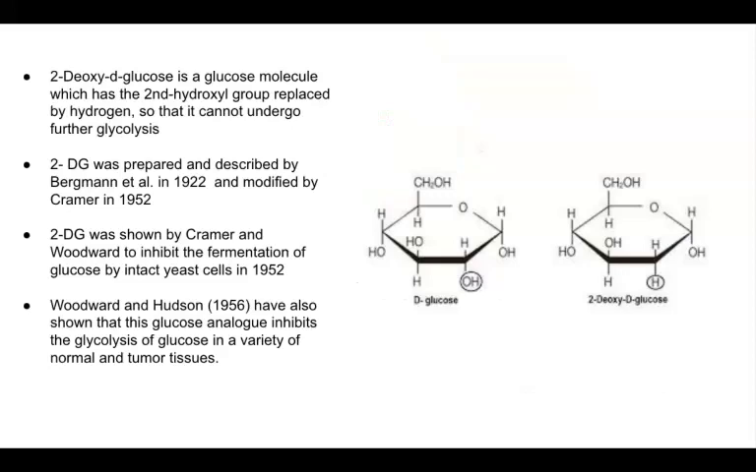Now, what does it do? In the early 1900s, it was shown that this molecule inhibited the fermentation of glucose by yeast cells and confirmed that this glucose analog inhibits glycolysis of glucose in a variety of normal and tumor tissues as well.